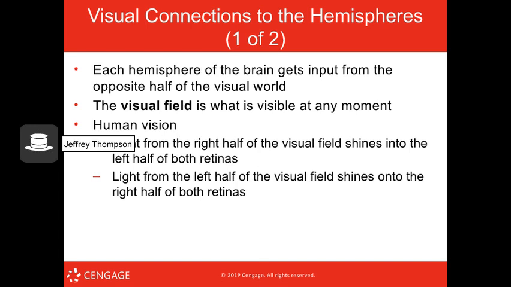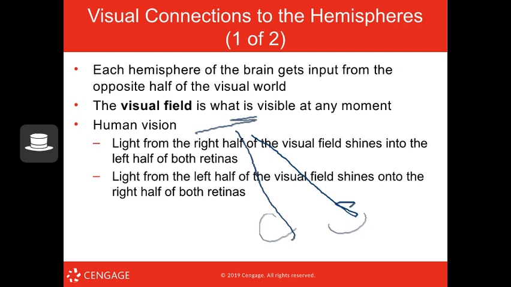Because of how light works, our vision goes into the opposite side of our retinas. Light from the right half of our visual field goes into the left half of our retinas. Light from the left half of what we're seeing goes into the right half of both of our retinas. So it's not based off of the eye, right? It's based off of the actual retina. In both eyes, as we'll see in just a second, what's in the left side is going to go to the right side of each retina and vice versa.